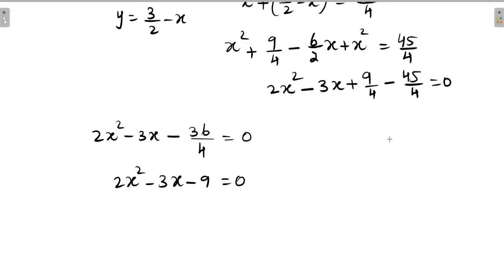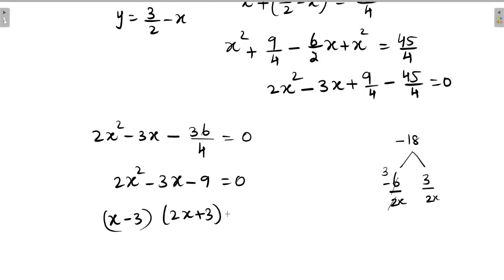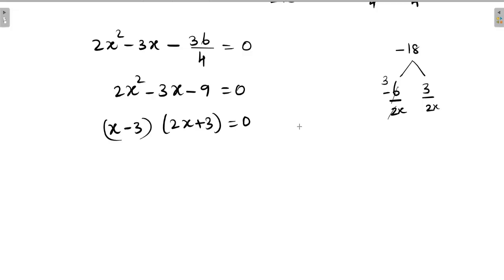Let us factorize. The product of the two factors is minus 18 and the sum is minus 3. So the required factors are 6 and 3, the higher one being minus 6. Divide by the coefficient of x square, which is 2. Put the denominator as 1 under each, and the simplified form is minus 3. So one factor is x minus 3 and the other factor is 2x plus 3, which is equal to 0. So the required values are x equal to 3 and x equal to minus 3 by 2.